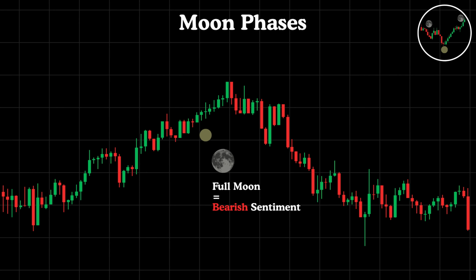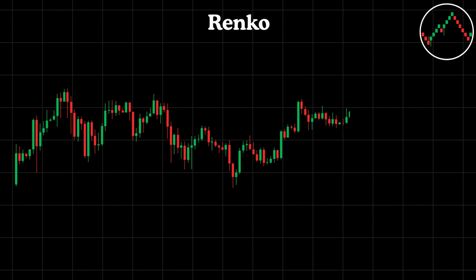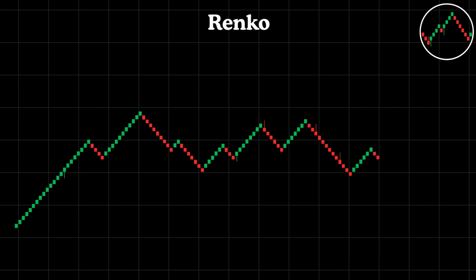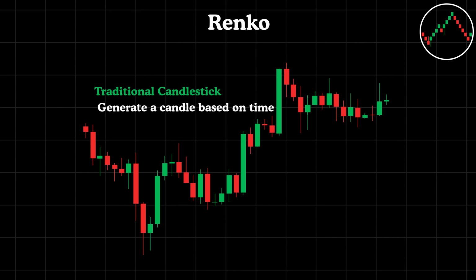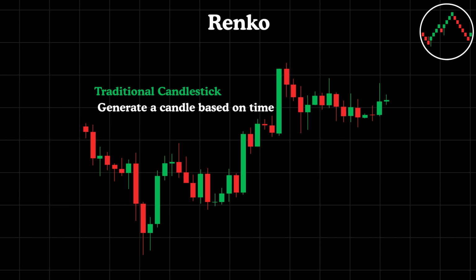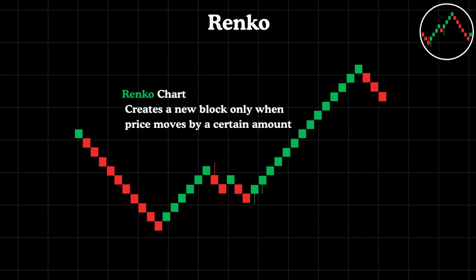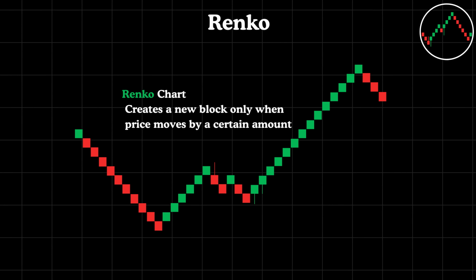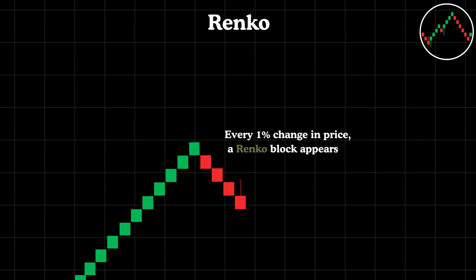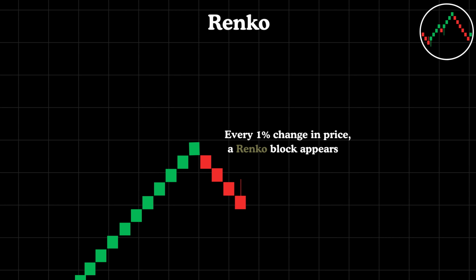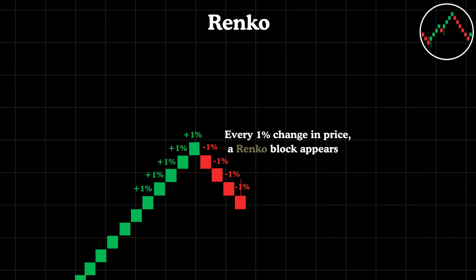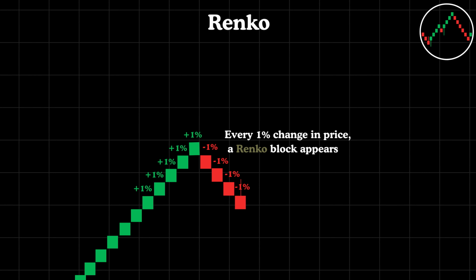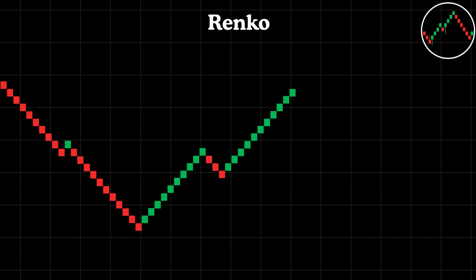indicators. Renko replaces the standard candlestick chart with a Renko chart, which differs in how it builds blocks. Unlike traditional candlesticks, which generate a new candle based on time intervals, a Renko chart creates a new block only when price moves by a certain amount. For example, with a 1% price change, a new Renko block appears, meaning each block reflects a 1% shift in price. You can adjust this value through the indicator settings.